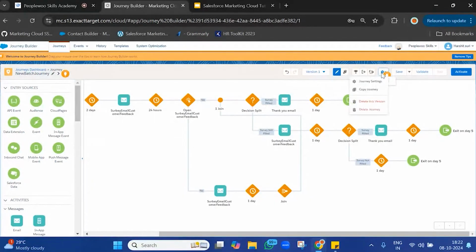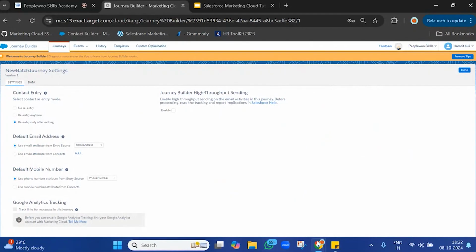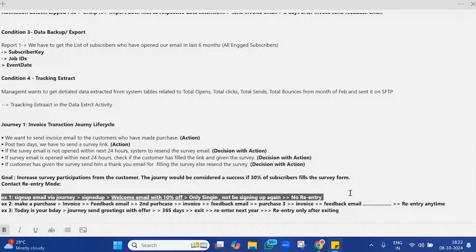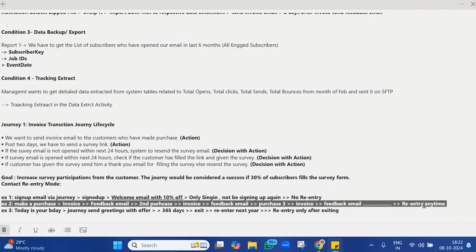So this is a very important setting, and I have given you 3 examples to understand it. No re-entry is for invoice or sign-up kind of scenarios. Re-entry anytime is for scenarios like invoice transactions, forgot passwords, and one-time passcodes you get via SMS, OTPs. All these are for re-entry anytime. As many times as you request an OTP, that many times you would get that response.